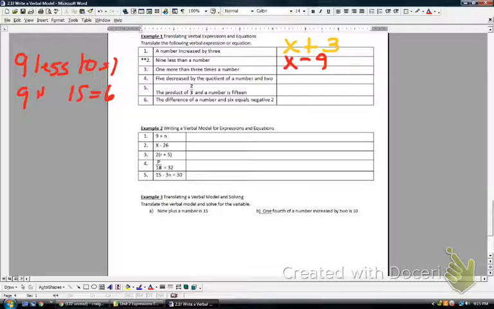Then one more, which would be plus 3 times a number, 3 times X.